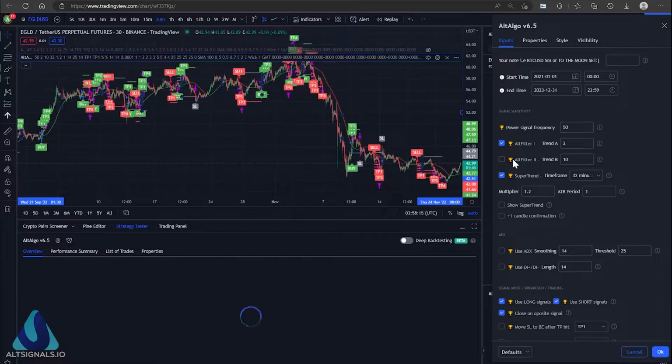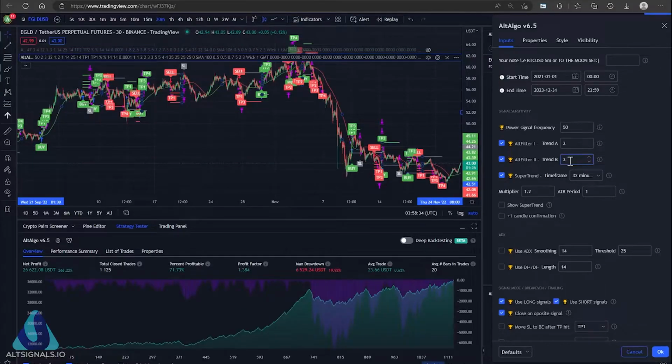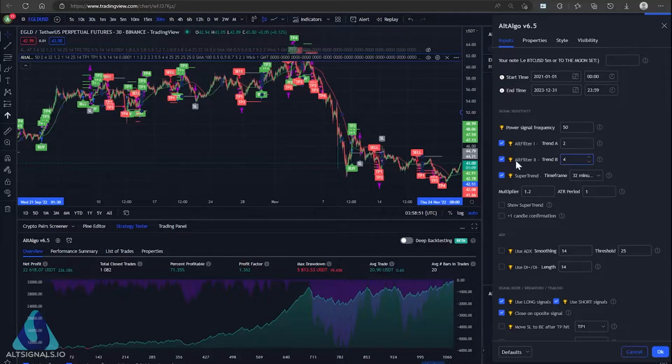Then we could also try to enable the second one and start with the value that is different from the first one. So in this case 3. So let's see if we can increase the profit from 270. Okay, not much. Let's try 4. Okay, it seems to go down. So let's disable this one and just keep the 2.